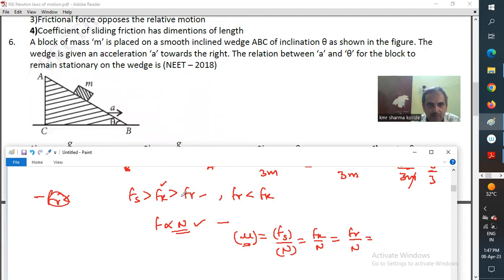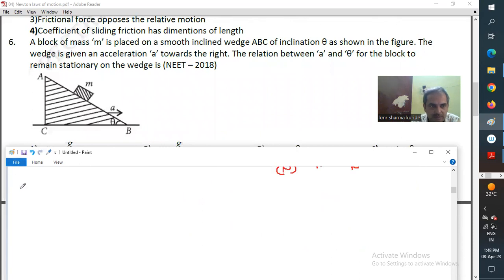Moving to another question. Question number 6, given in 2018. A block of mass M is placed on a smooth inclined wedge ABC of inclination theta as shown in the figure. The wedge is given an acceleration a towards the right. What is the relation between a and theta for the block to remain stationary on the wedge?